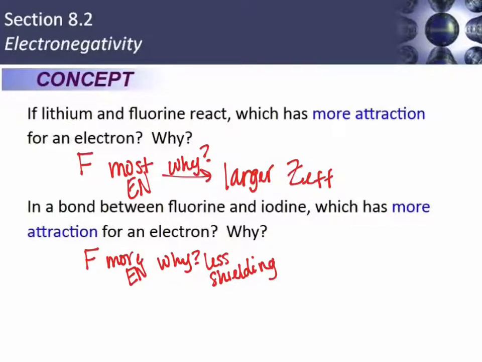And then let's go back and classify these. Lithium and fluorine is what type of bond? Ionic. And if we have fluorine and iodine, it would be polar covalent. Because it's part of the diatomic? They're not the same atom. They're both diatomic, but when they're together, they're not diatomic. Does that make sense? Okay.